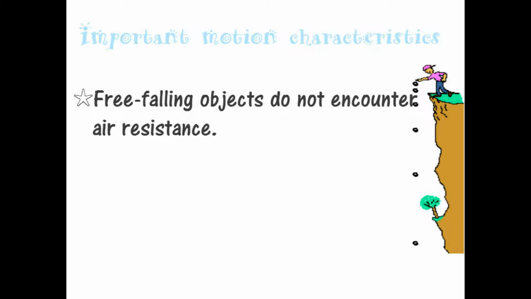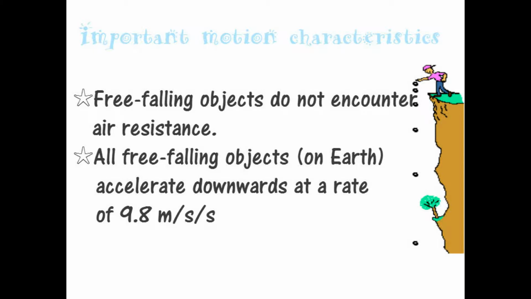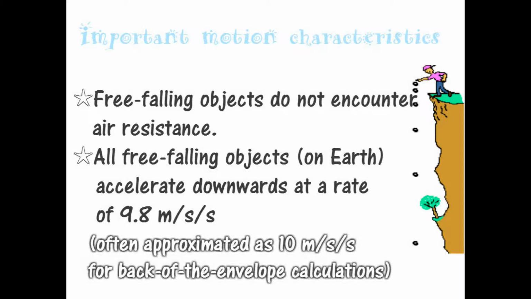There are two important motion characteristics that are true of free-falling objects. Free-falling objects do not encounter air resistance. All free-falling objects accelerate downwards at the rate of 9.8 meters per second squared, often approximated as 10 meters per second squared for back-of-the-envelope calculations. So, an example of free fall.